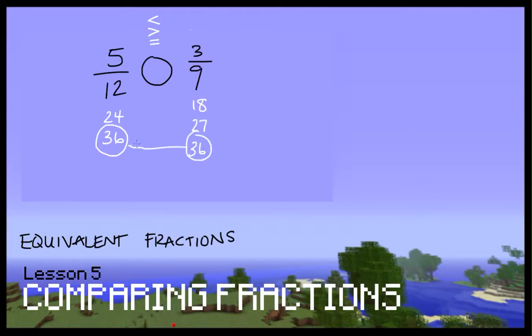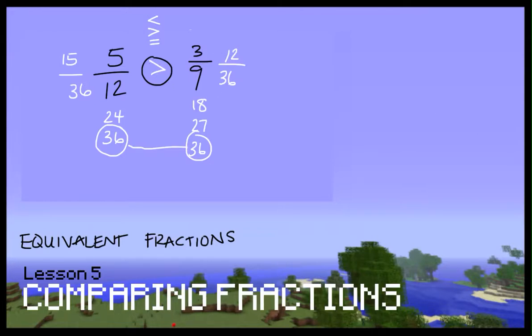And there they are. Okay, so I'm going to make this 36ths. And I'm going to make this 36ths. And I go, how many 12s in 36? 3. 3 times 5 is 15. How many 9s in 36? 4. 4 times 3 is 12. Now, easy to tell that 15/36 is bigger than 12/36, so I use the greater than symbol.